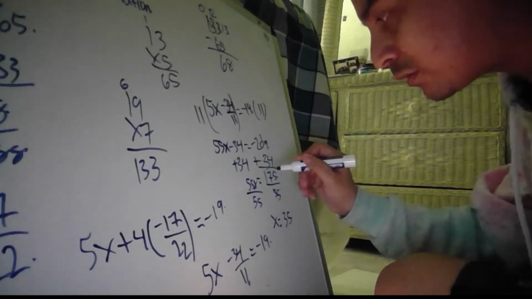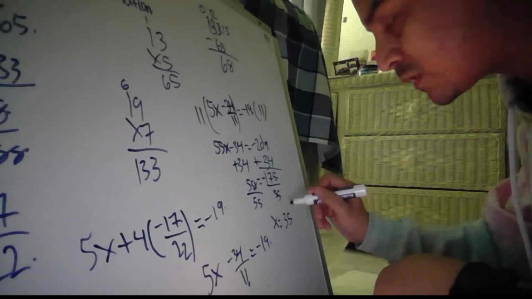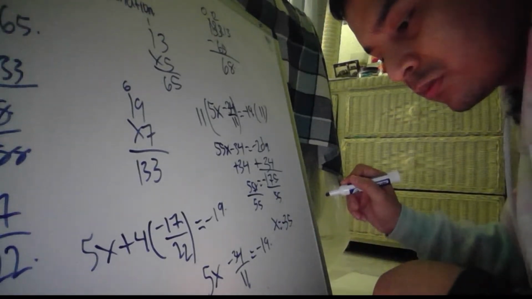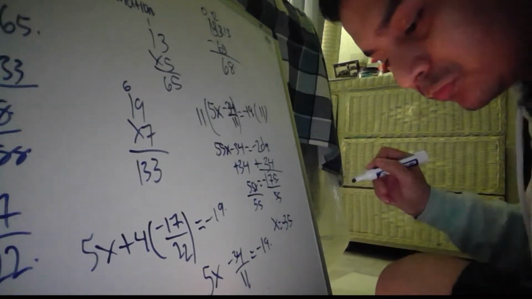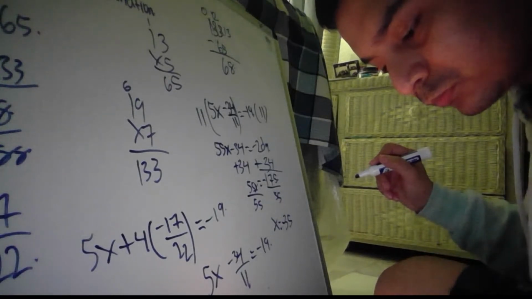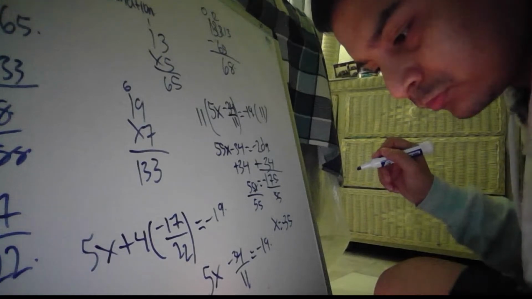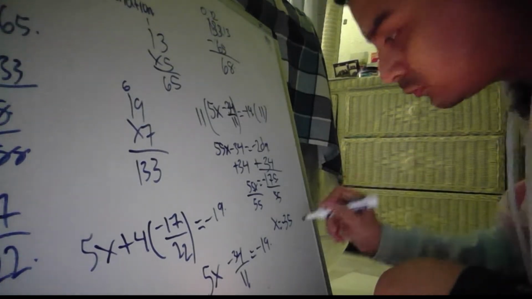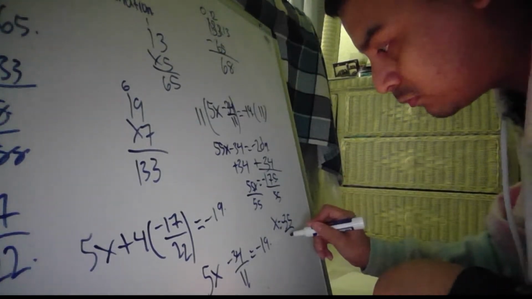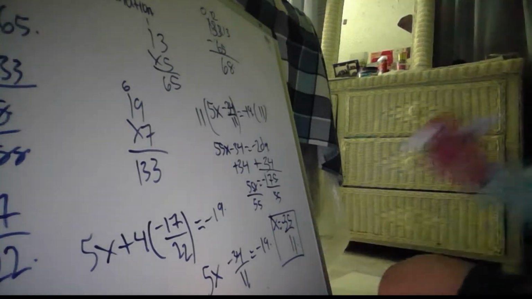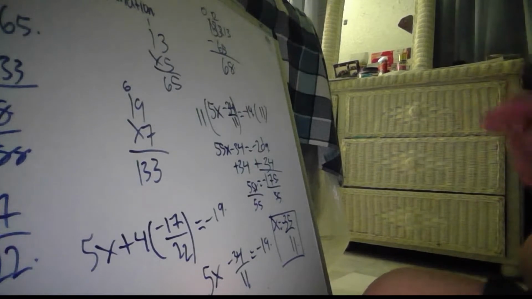Or rather, it's negative, so it's negative 35 over 11. So that's how you do it.